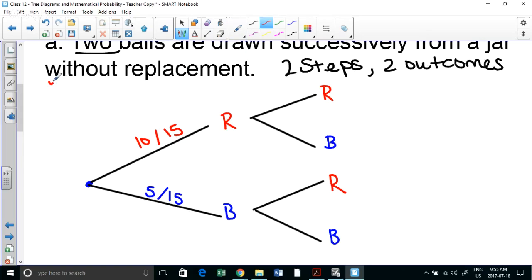Now, without replacement means I don't place this marble back in the jar. So when I do the second pull, I only have 14 marbles. If I've already pulled out a red, there are only 9 left to pull from. But there are still 5 blue. Following this branch, if I pulled out a blue, there are still 10 red to choose from. And if I pull out a blue here, there are 4 left to choose from.